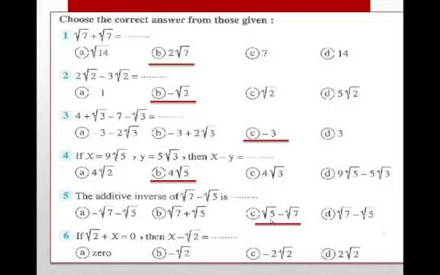If root 2 plus x equals 0, then find x minus root 2. From the first equation, x: the number beside it, positive, goes to the other side as negative. So x equals negative root 2. Substituting in this form, negative root 2 minus root 2 gives negative 2 root 2. Let's go.